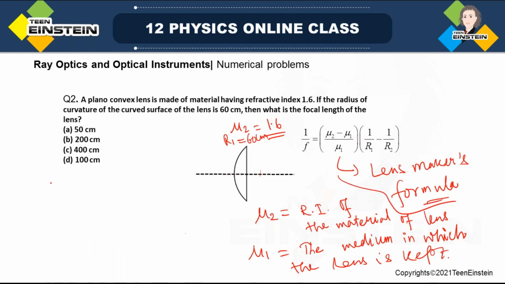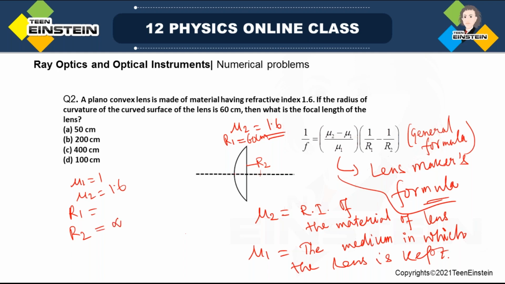I'll make use of this place for the solution. Look here, I have to write this is the lens maker's formula in general. This is the general formula. Okay, I have to use this for my problem. So in this problem, mu1 is 1, mu2 is 1.6. R1 is what and R2 is what? Let us say this R2 is the radius of curvature related to the plane surface. So for the plane surface it is infinity, and R1 for the curved surface, 60 centimeter, is already given.